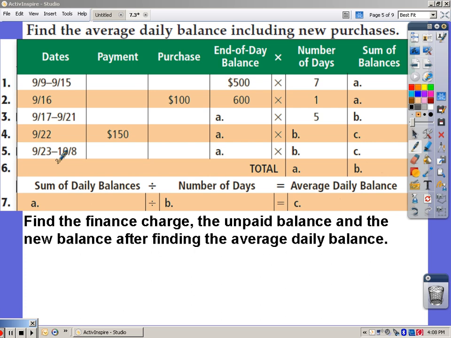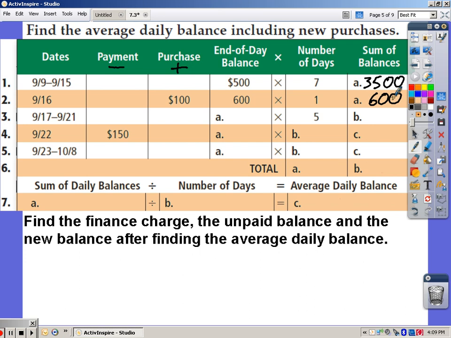Okay, my beginning balance was $500 times 7, had 7 days from 9/9 to 9/15. 500 times 7, work that in your calculator. You should have come up with 3,500. Okay, you made a purchase of $100. Remember, that increases your balance. Payments decrease. So 500 plus 100 is 600 times 1, $600.